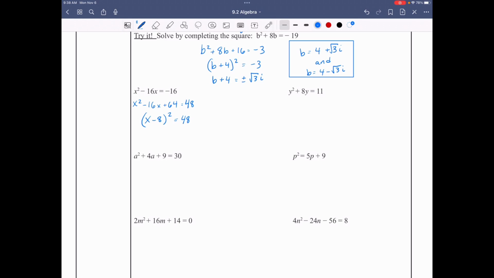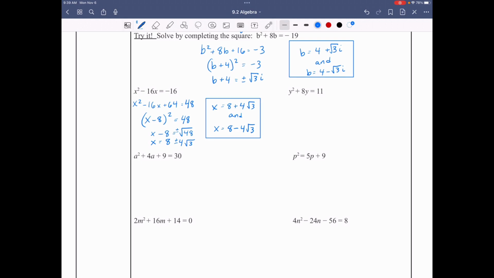Take the square root of both sides, and we get x minus 8 equals the square root of 48. That can simplify because 16 goes into 48 3 times. So 16 times 3, 3 is going to stay in, 16 comes out as 4. Don't forget our plus or minus. So x equals, I'm going to add 8 to both sides right now. And so that gives us x is equal to 8 plus 4 square roots of 3, and x is equal to 8 minus 4 square roots of 3.